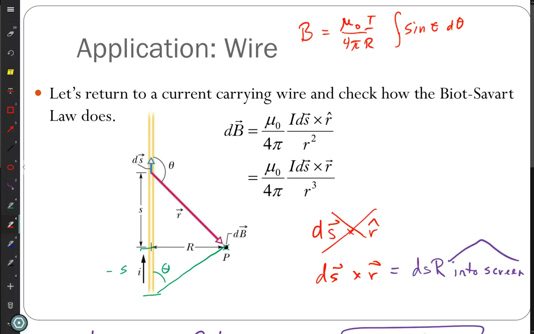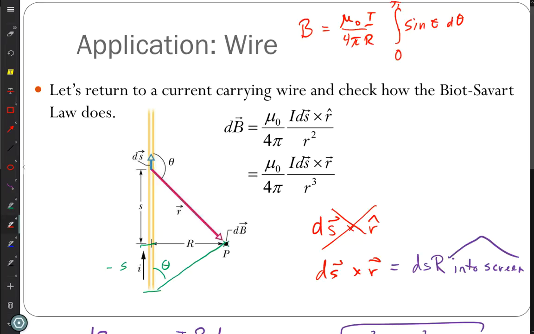What is the starting angle if I'm at s equals minus infinity? It's going to be 0, right? Because at minus infinity, it's going to be going straight down and straight up. So I'm going to integrate from 0 up to, what is the angle when I'm at plus infinity? Pi.